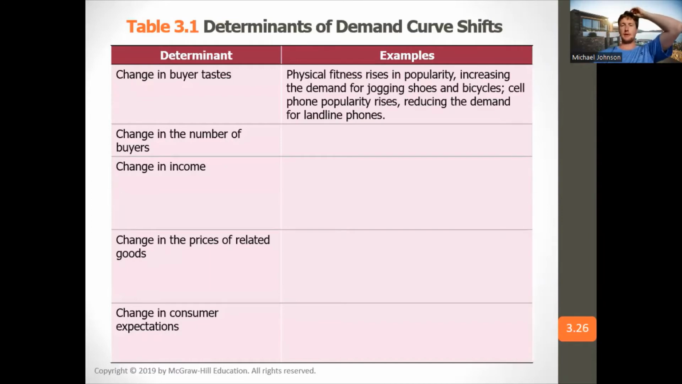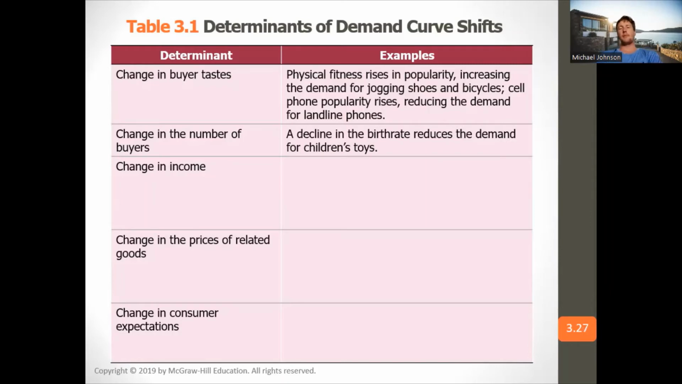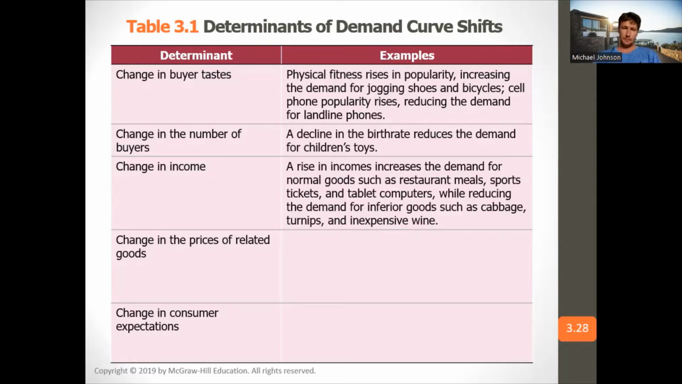Changes in buyer tastes. An example of that is physical fitness rises in popularity, increasing the demand for jogging shoes and bicycles. Cell phone popularity rises, reducing demand for landline phones. And then changing the number of buyers. Example of that would be a decline in the birth rate, reduces demand for children's toys.